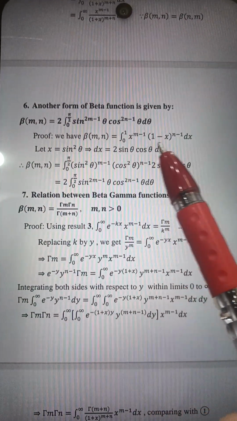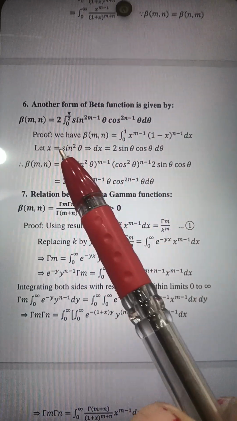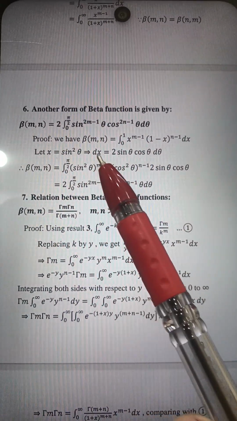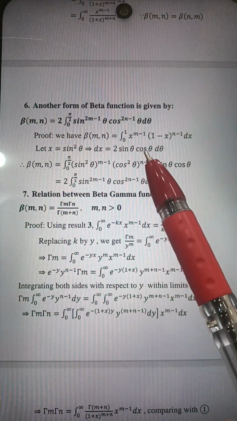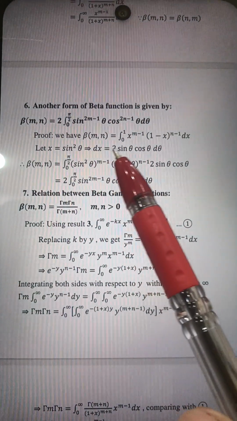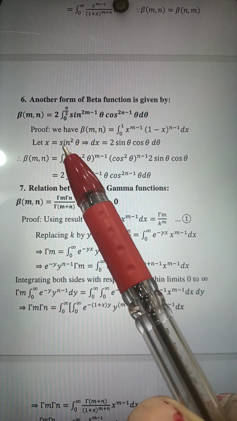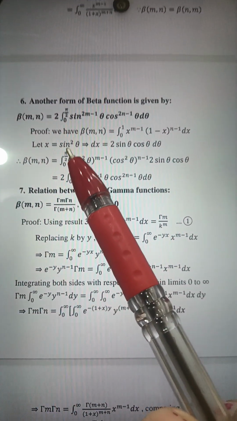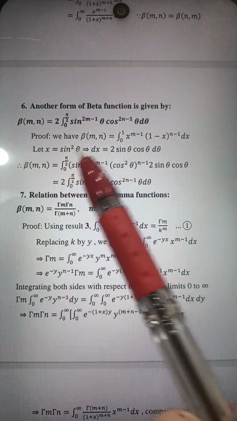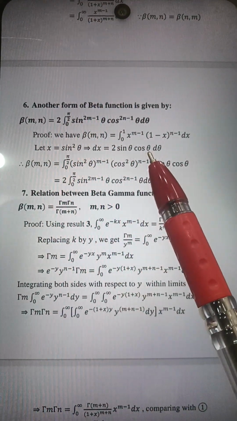As you know, beta function is defined like this. So in place of x we will write sin square theta, and dx will be 2 sin theta cos theta d theta. How are we getting this? We have differentiated it. What will we get in differentiation? We will get 2 sin theta cos theta d theta.